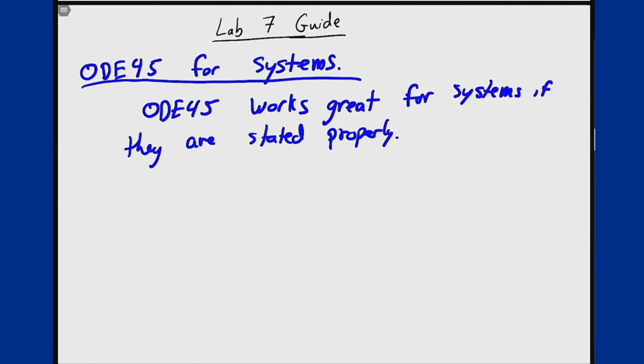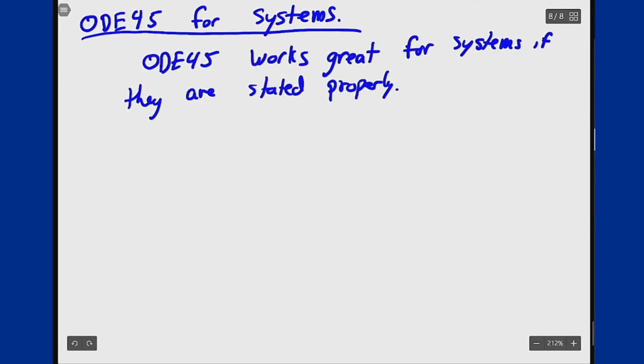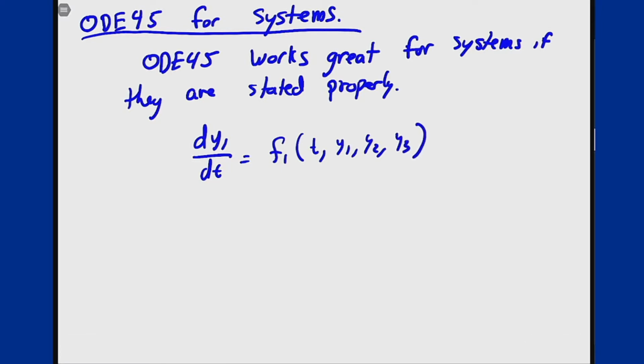So our generic first-order system looks something like this. We have dy1/dt is some f1 of, say, t, y1, y2, and y3. Let's say we have 3 components here. You could do as many as you want, but let's start with 3. Then we have the other 2 equations as well.